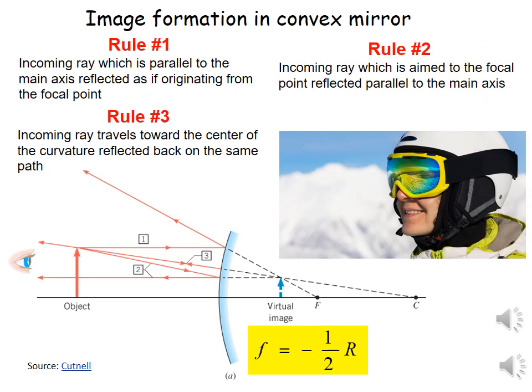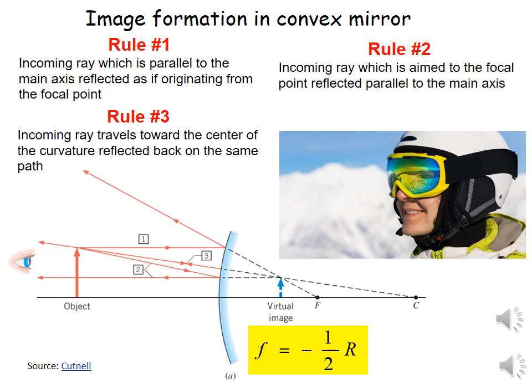To draw the image formation from the convex mirror, we have to follow these 3 rules. The first rule is the incoming ray, which is parallel to the main axis, is reflected as if originating from the focal point. Rule number 2, the incoming ray, which is aimed at the focal point, is reflected parallel to the main axis. And the last one, rule number 3, the incoming ray that travels toward the center of the curvature is reflected back on the same path.